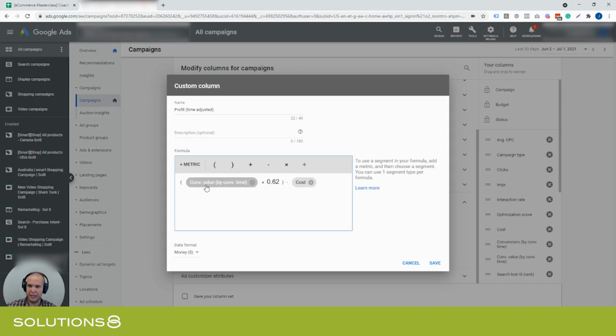As an example, if I had $1,000 in conversion value and I know that I make $620 off that $1,000 as my net profit, well, if I minus my $100 cost that it took to get there, I have then $520 left. That's my profit. So that's how that calculation works there.